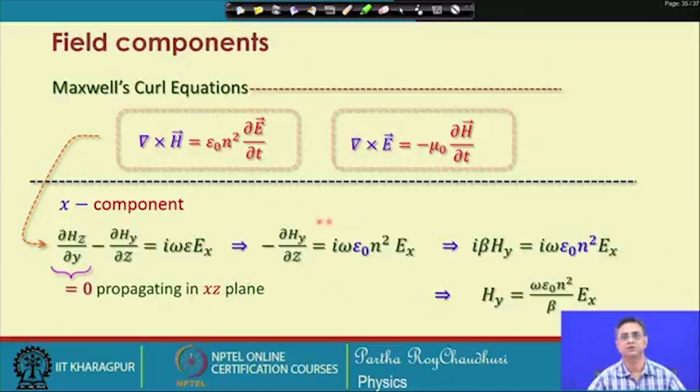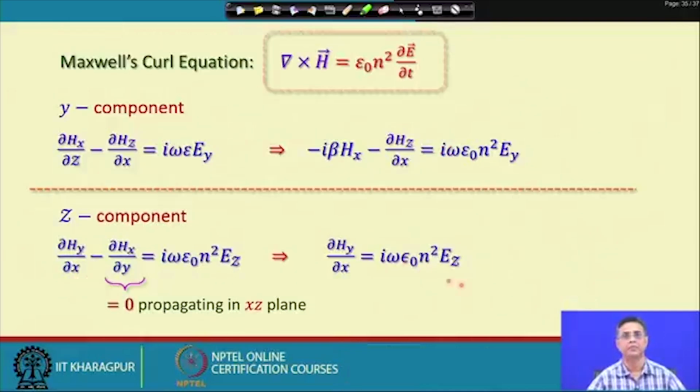So, this reduces the equation to this form, and finally, we can write this equation as, because we also know the time dependence of the field, we can write this in terms of i omega for the del by del t operator. So, this equation represents the x component of this equation. So, H y you can write in this form, omega epsilon naught n squared by beta into E x. So, H y and E x are connected in this way.